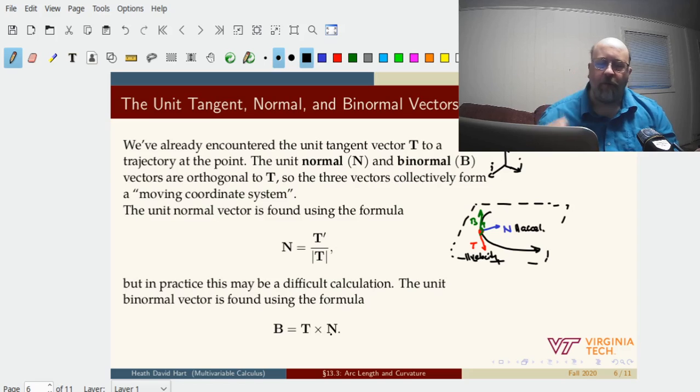Cross products are something we've seen a long time ago. This isn't a hard calculation once you get through it. And again, we have to divide by the magnitude of a vector, and if that square root doesn't simplify, this might be a messy calculation. Okay, so let's try an example of this problem here.